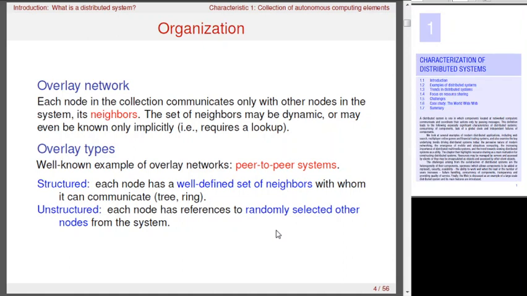Others can be, see, different other options are also there. We will go through them. But for now, you can understand that it can be structured or unstructured, means a well-defined set of neighbors, that this one node 1 is neighbor of 2 and 3 only, not 4. It is well defined that this is the way the network will remain.